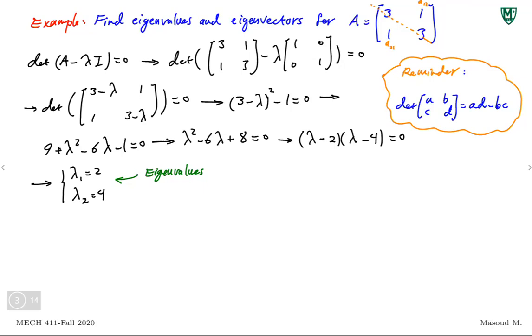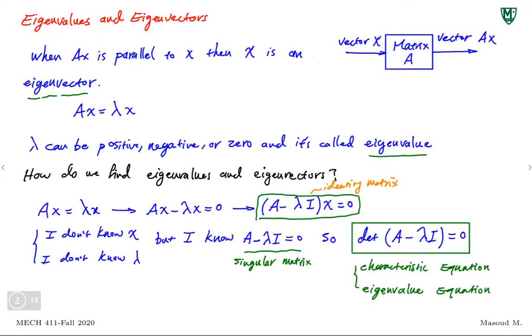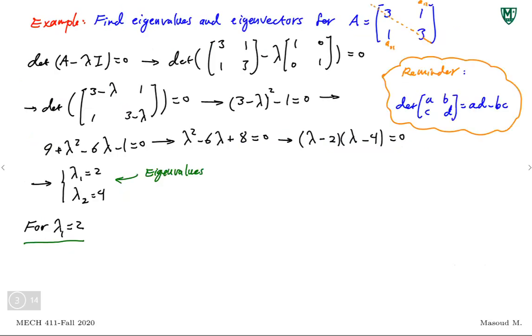Now that I know the eigenvalues, I can find the eigenvector associated with each eigenvalue. So for lambda 1, let's go with lambda 1 equal to 2. I'm trying to find eigenvectors now. Let's see how we can find them. Going back, I told you this is the equation you have to look at: A minus lambda I times x. And those x vectors are going to be our eigenvectors.